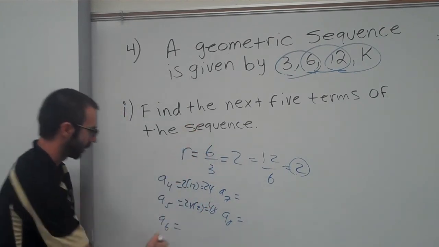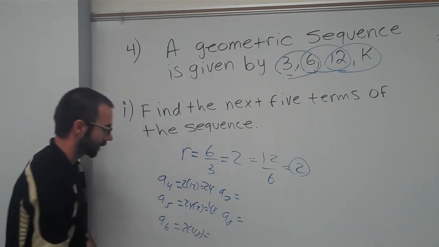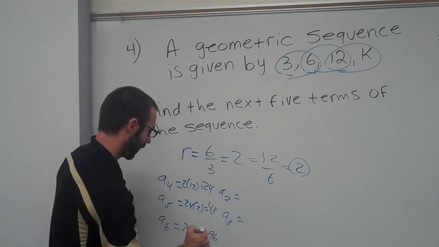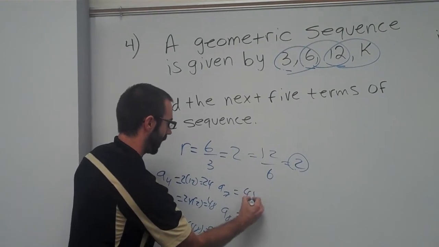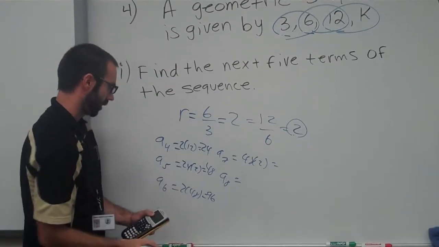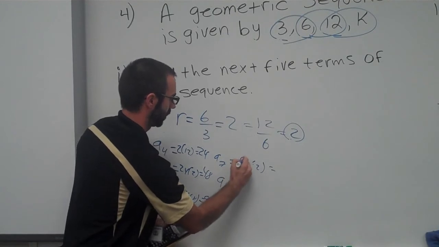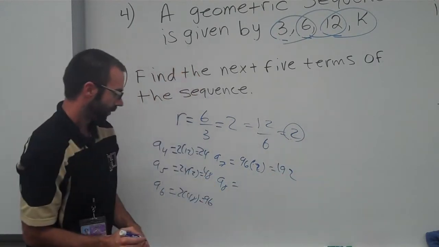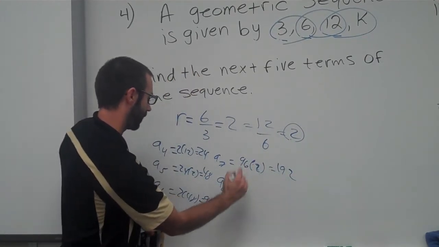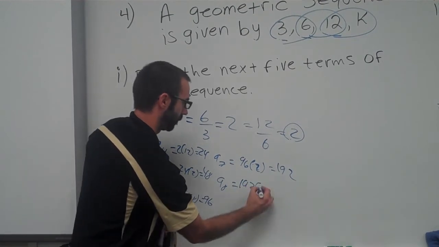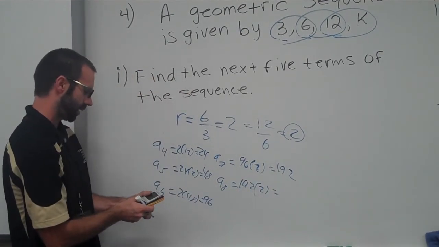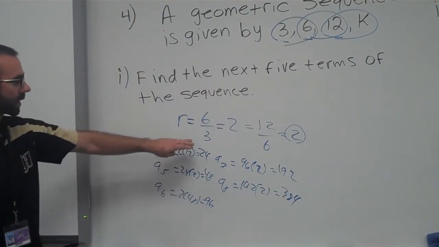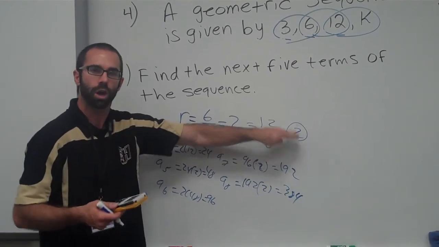Then we multiply 48 by 2, and we get 96. Then we multiply 96, and we get 192. Then we multiply 192 by 2 and get 384. So this is the power of the r. It generates our next terms.